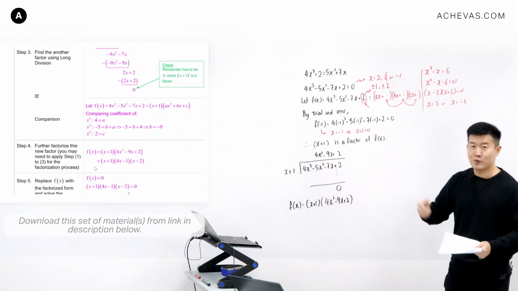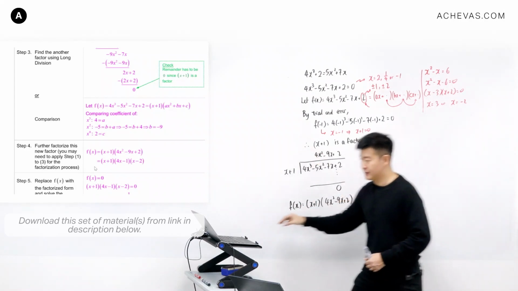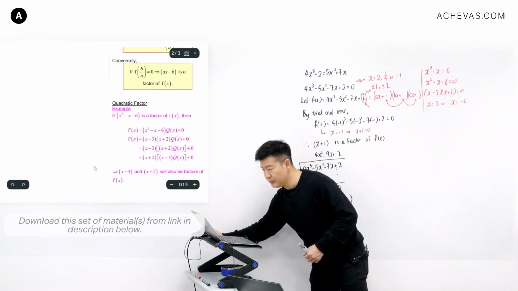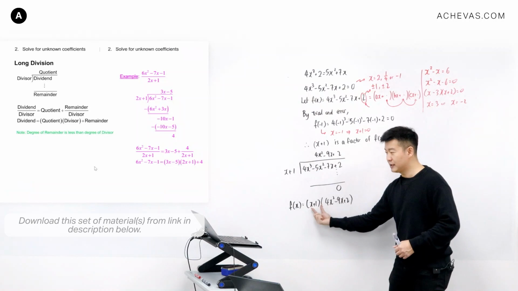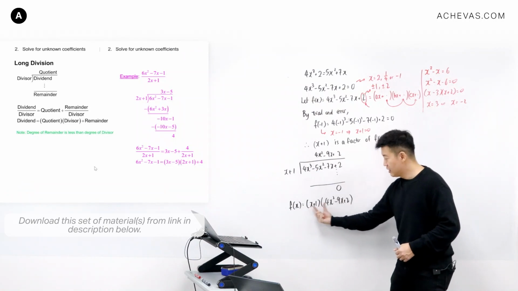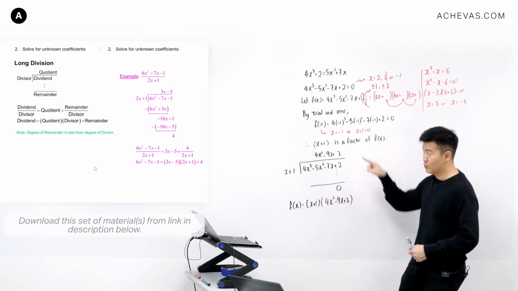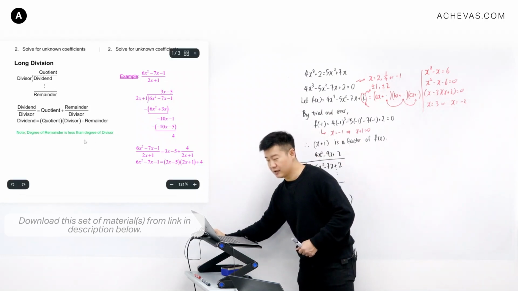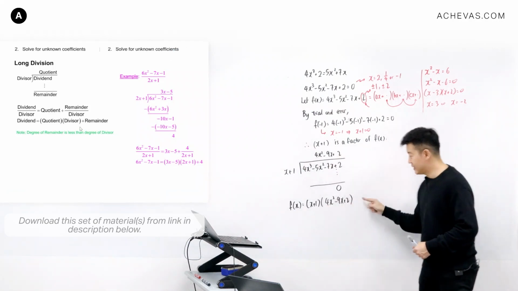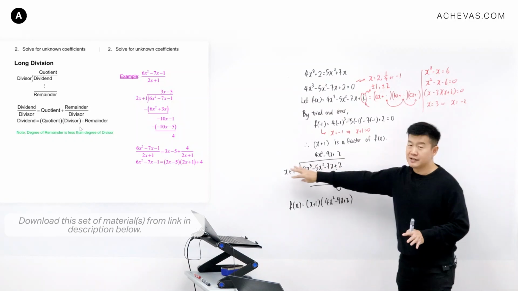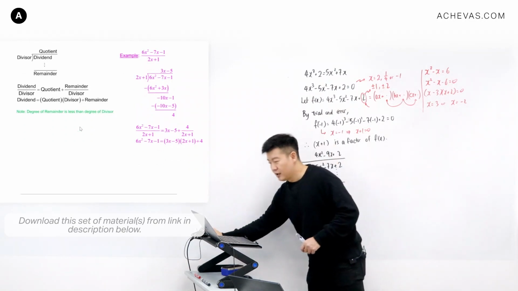Or if you can remember what we have discussed previously, after a long division process, f(x) is going to be rewritten as the divisor multiplied by the quotient plus the remainder, and in this case the remainder is 0. We have talked about it here: the quotient multiplied by the divisor plus the remainder, but of course this is a factor, so it's just this multiplied by this.